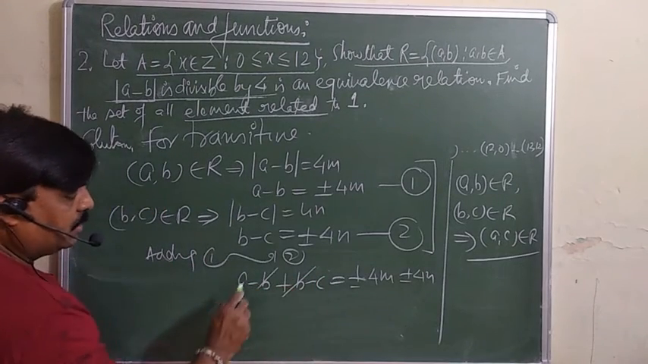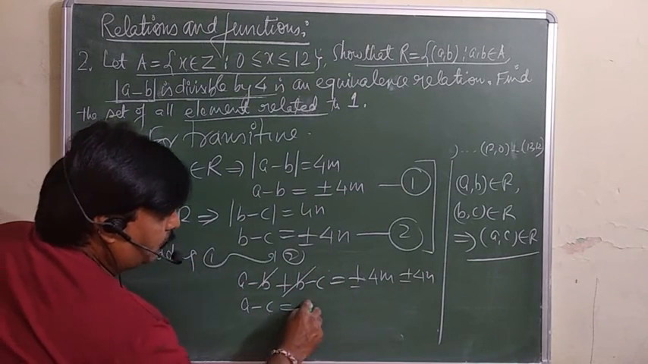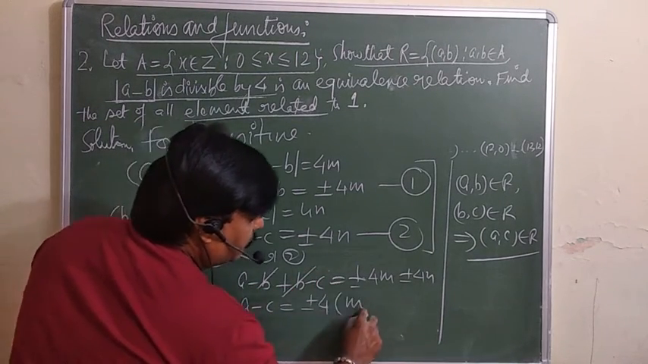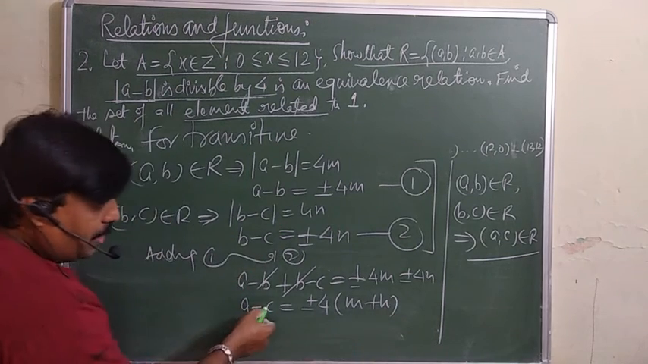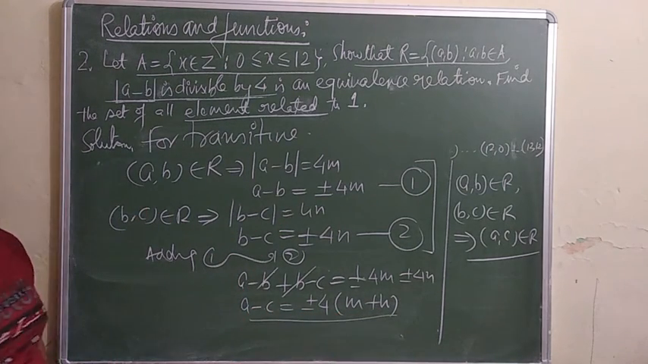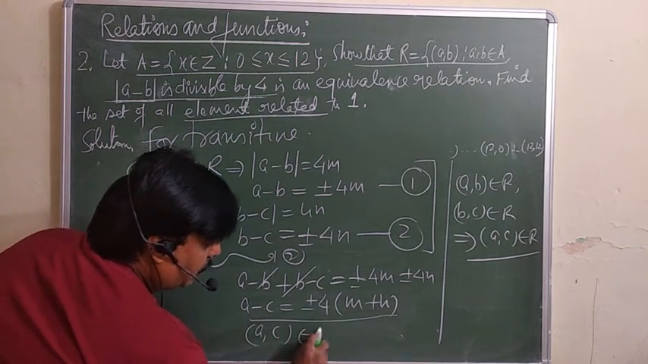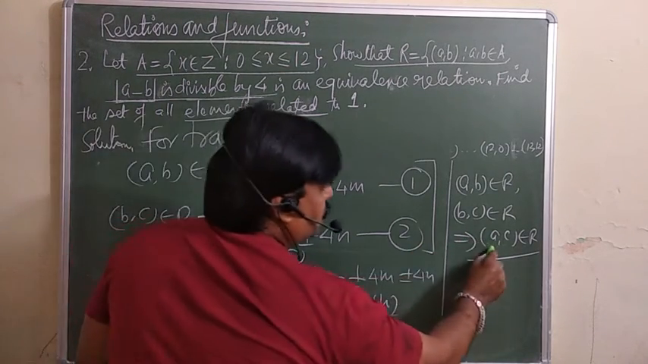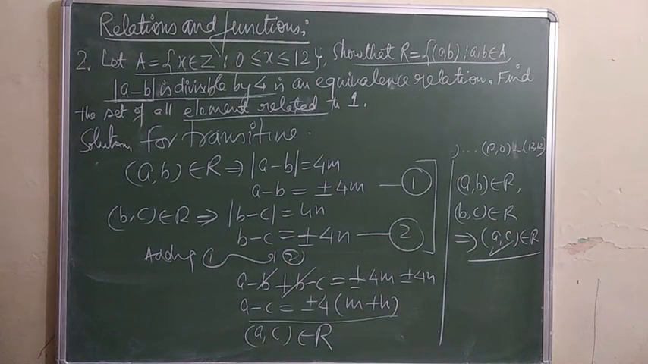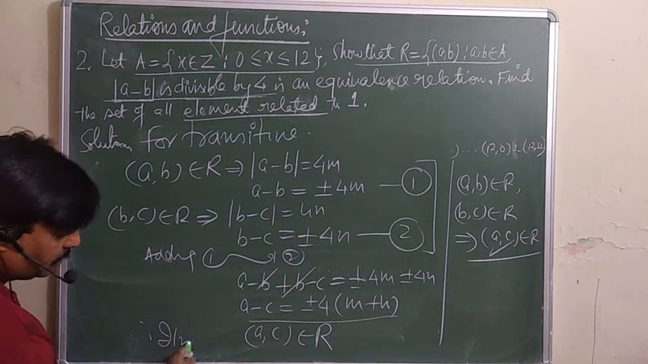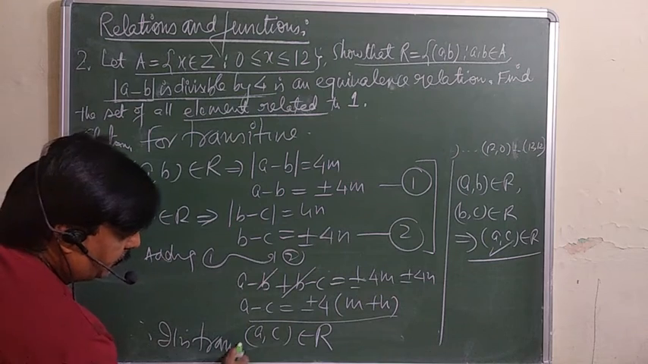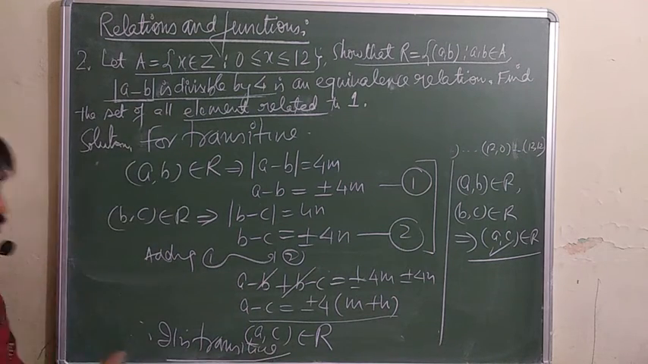देखिए B से B गया, आपको क्या मिला, A minus C is equal to plus minus 4, you can take out the common, (m plus n). देखो A minus C is also divisible by 4, it means AC belongs to R. ये वाला कंडीशन सैटिस्फाई हो गया, it means that it is therefore it is transitive. This is your transitive.